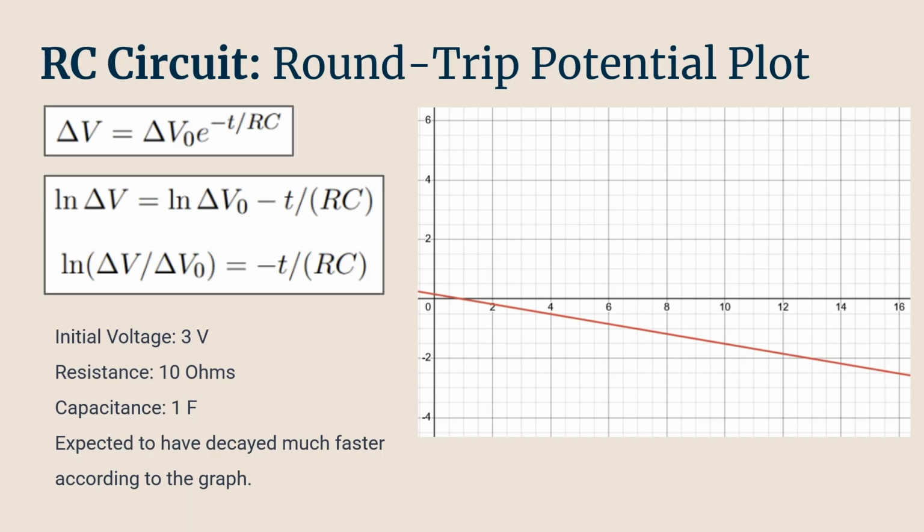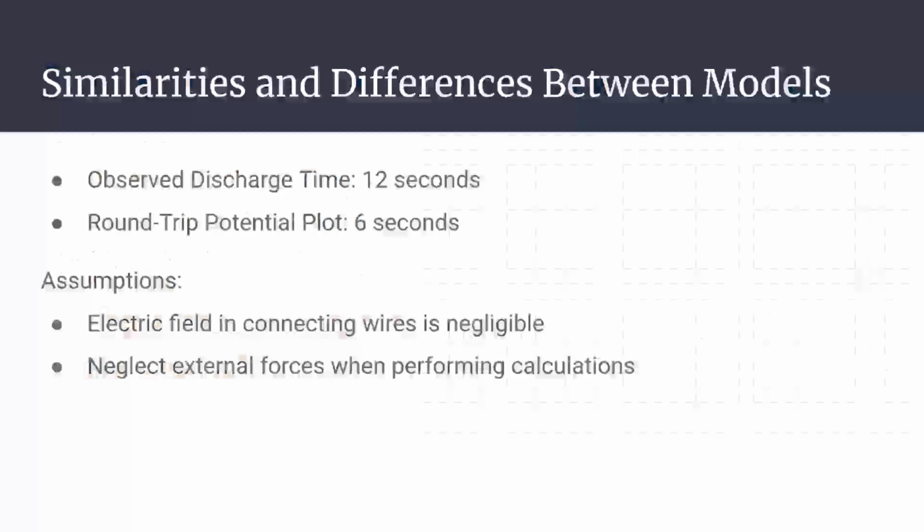According to the graph, we should have expected the discharging to happen much faster than the observed time of 12 seconds. Some similarities and differences between the models: the observed discharge time is 12 seconds, the round-trip potential plot is 6 seconds. Some assumptions made: the electric field in the connecting wires is negligible, and we neglect the external forces when performing calculations.